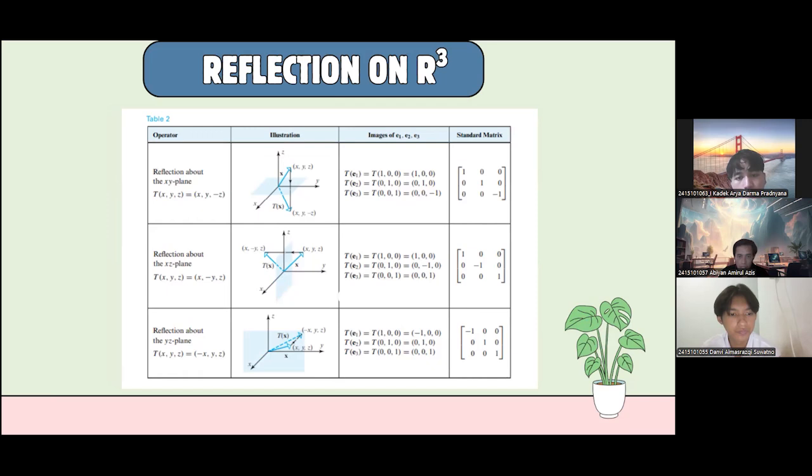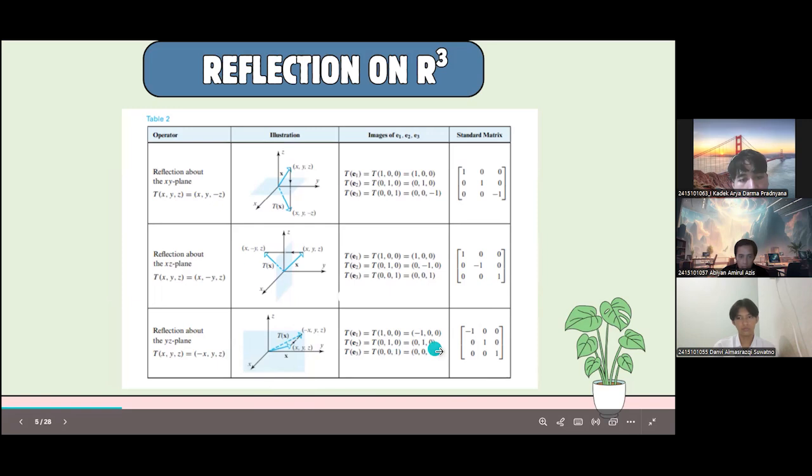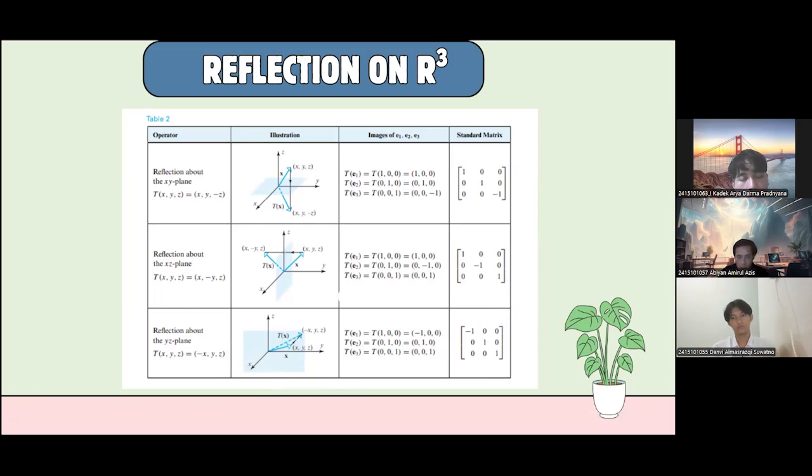And now we come to the reflection on R3. On this table, there are 3 reflections. The first, reflection about the xy plane: T(x, y, z) equals (x, y, -z), and the standard matrix is [1, 0, 0; 0, 1, 0; 0, 0, -1]. The second, reflection about the xz plane: T(x, y, z) equals (x, -y, z), and the standard matrix is [1, 0, 0; 0, -1, 0; 0, 0, 1]. The third, reflection about the yz plane: T(x, y, z) equals (-x, y, z), and the standard matrix is [-1, 0, 0; 0, 1, 0; 0, 0, 1].